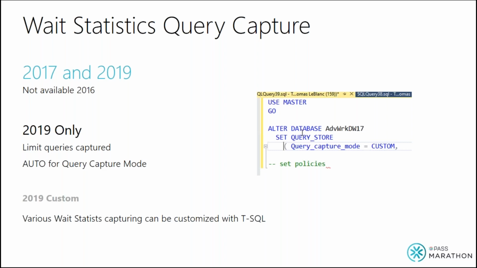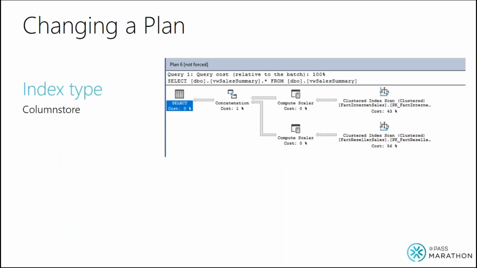But in 2019, which might be a good reason to upgrade, those various wait statistics can be customized now, so you can provide even more granular filtering of what actually is going to be captured, which is just beyond pretty neat.